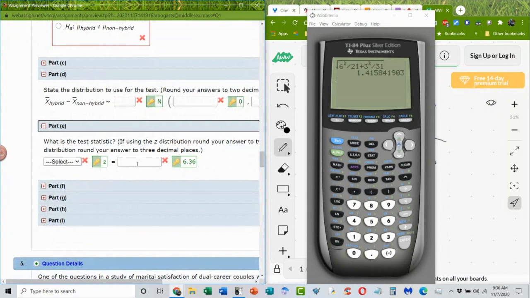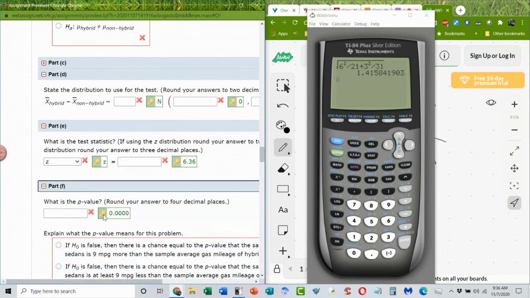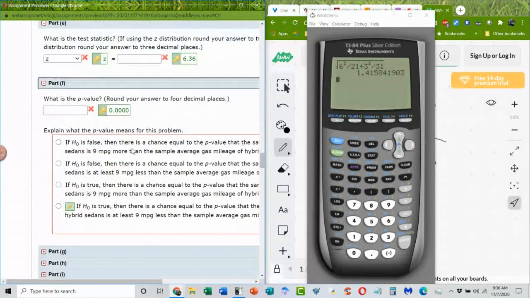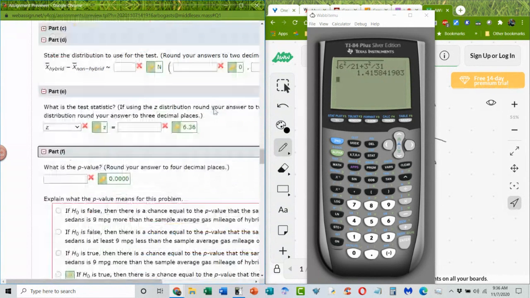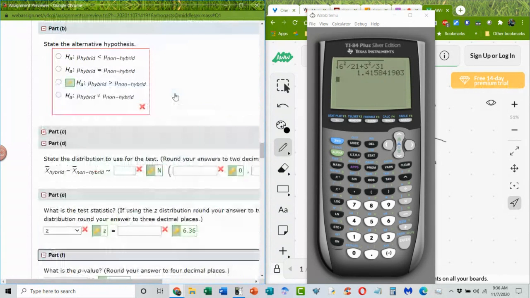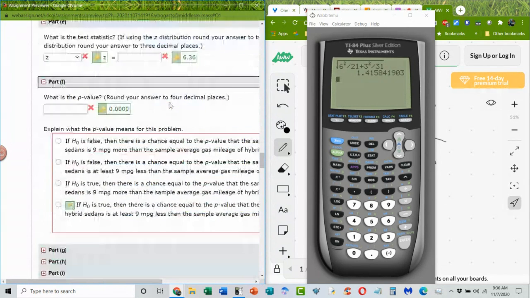It asks us, well, what was our Z statistic? What was our test? So we had a Z test. This was the statistic. What was the p-value? And they only want the first four decimal places. Well, the first nine are all zero, so the first four are also zero. And what does that mean? Well, that means that if this null hypothesis was true, that hybrids are less than or equal to gas guzzlers, then there's a 0% chance of getting the numbers that we got. And so that's why we reject the null hypothesis.